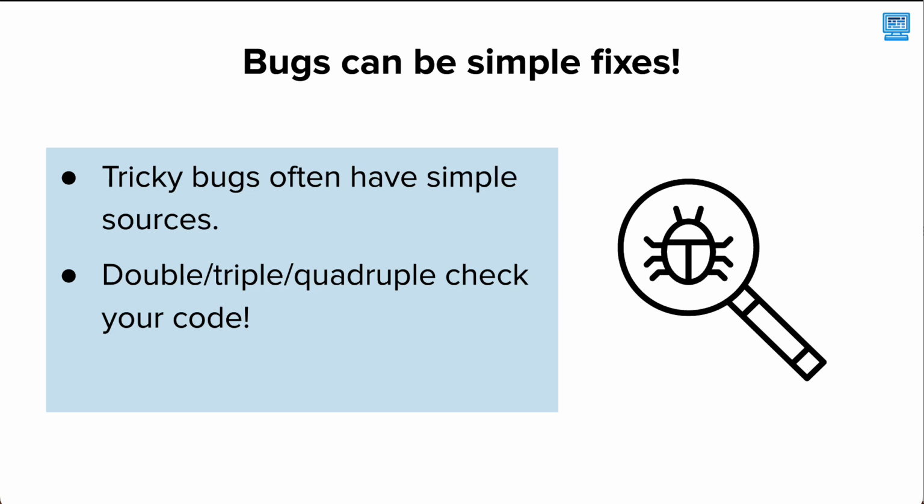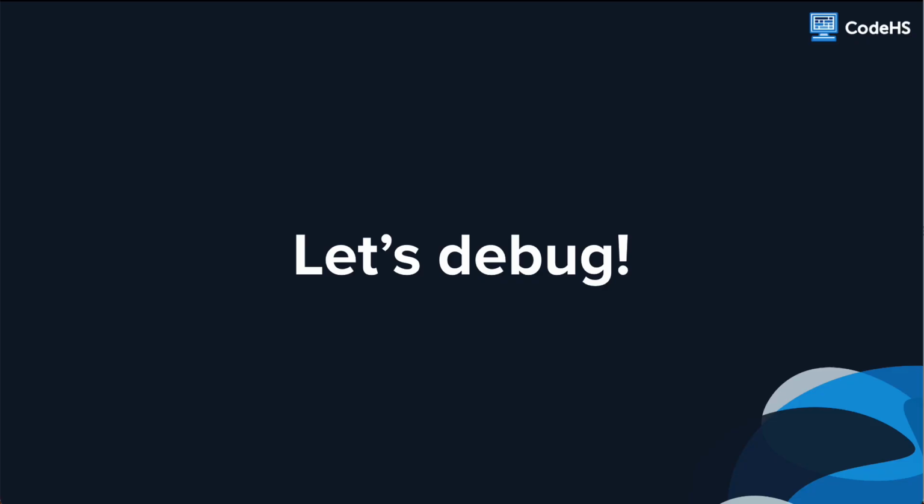Two things to keep in mind. First, tricky bugs often have simple sources. Sometimes we search our code to find that we were just missing a parentheses. And second, double, triple, quadruple check your code. Debugging is part of the programming process, so you should do it regularly as part of your programming routine. Now we'll take a look at debugging in the editor.